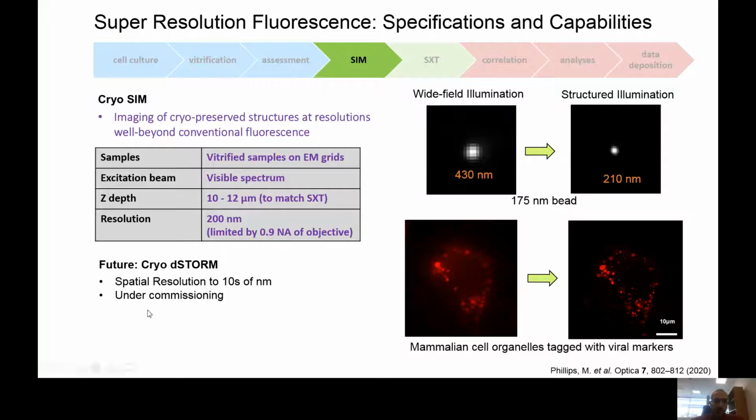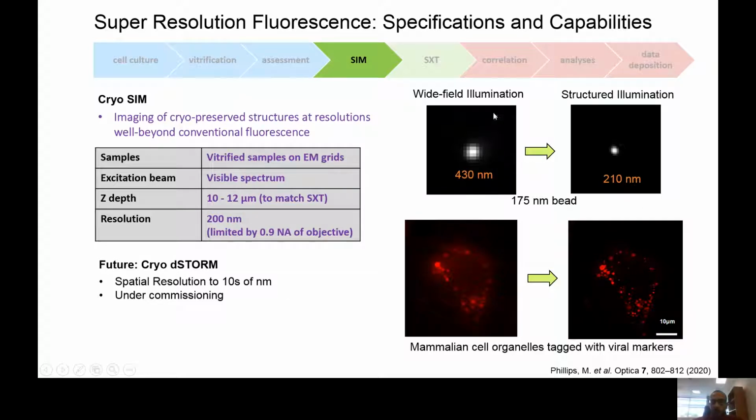In the future, we are looking also to develop another super resolution fluorescence technique called D-Storm, and we'll be looking to also develop that for cryogenic samples, and that will enable us to reach resolutions of tens of nanometers.